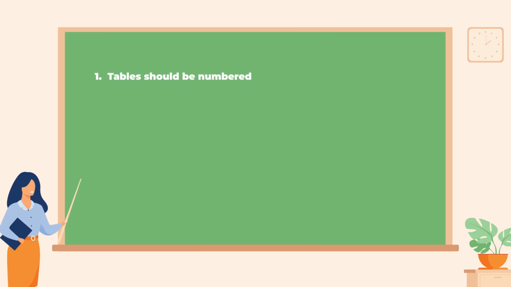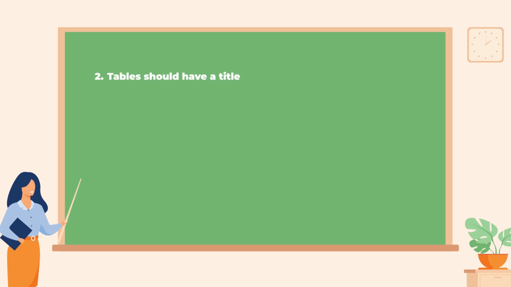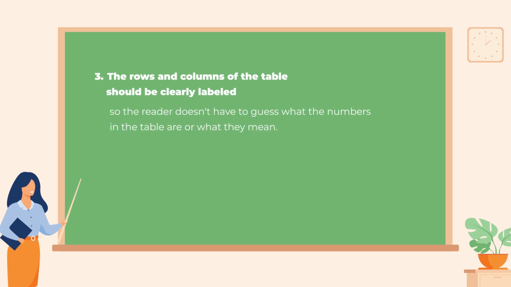Tables should be numbered, so the author can refer to the table number in the text of the paper. For example, Table 1 shows that blah blah blah. Tables should have a title that clearly and briefly describes the contents of the table. The rows and columns of the table should be clearly labeled, so the reader doesn't have to guess what the numbers in the table are or what they mean.